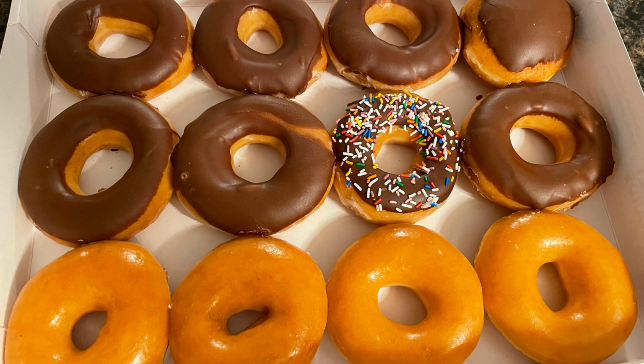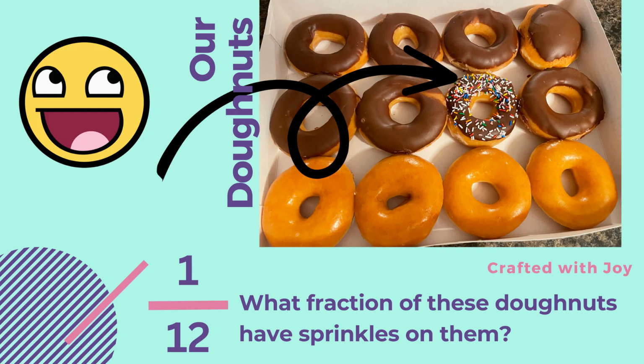One of my customers just asked me to box up a dozen donuts for them. Here they are. What fraction of these donuts have sprinkles on them? Pause the video and write down your answer. If you said that the answer was 1/12, then you are correct.